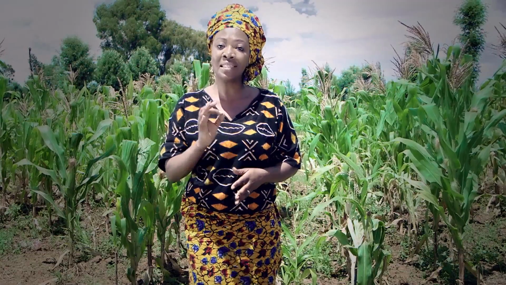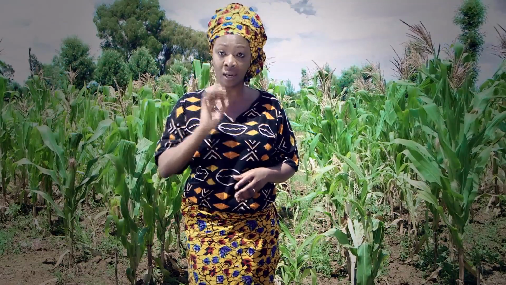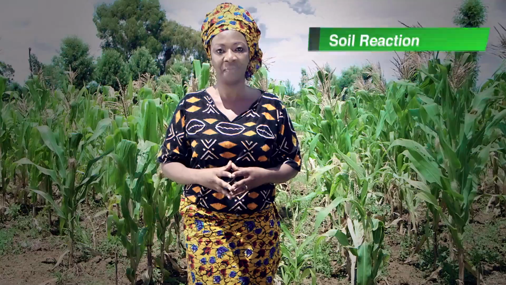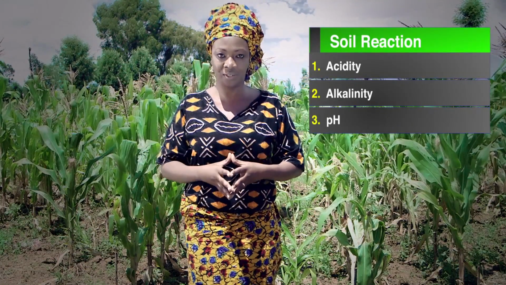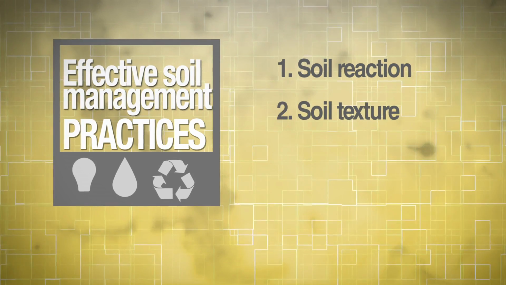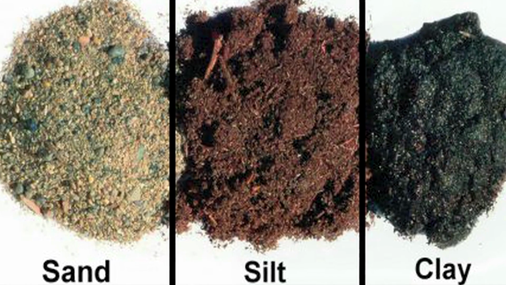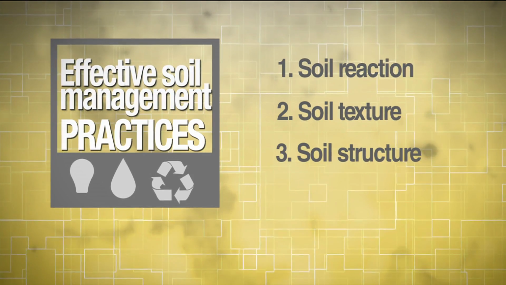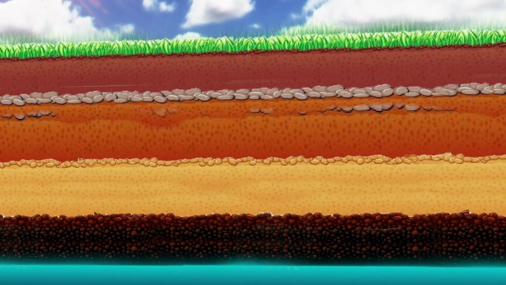Soil fertility determines crop production. Thus, it is important for a farmer to identify the soil characteristics. These include: number 1, soil reaction, the degree of acidity and alkalinity expressed as a pH. Number 2, soil texture. This includes sand, silt, clay, and colloidal materials. Number 3, soil structure, the manner in which individual mineral particles are arranged.